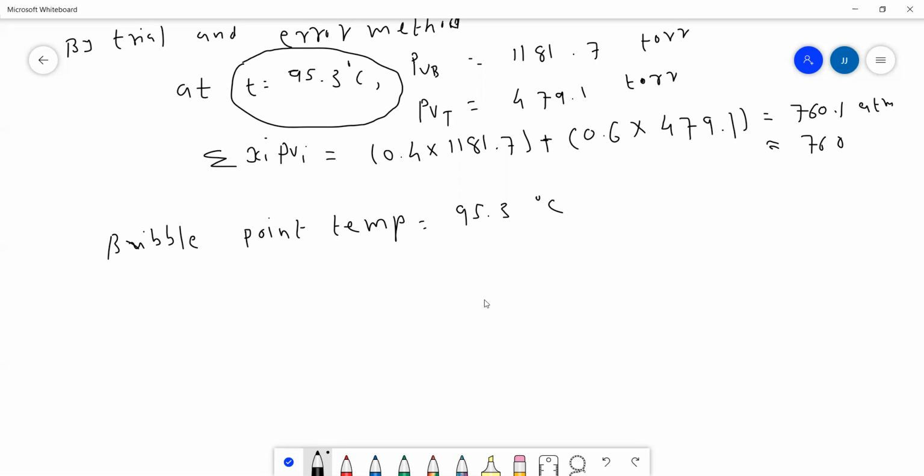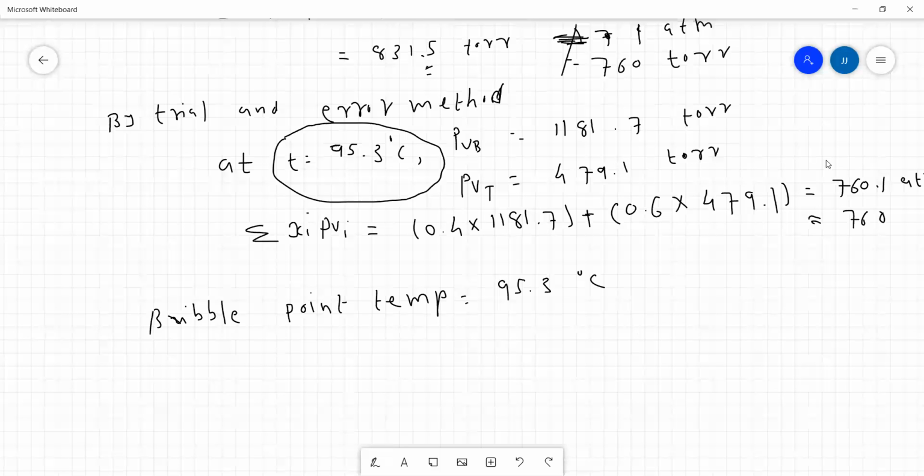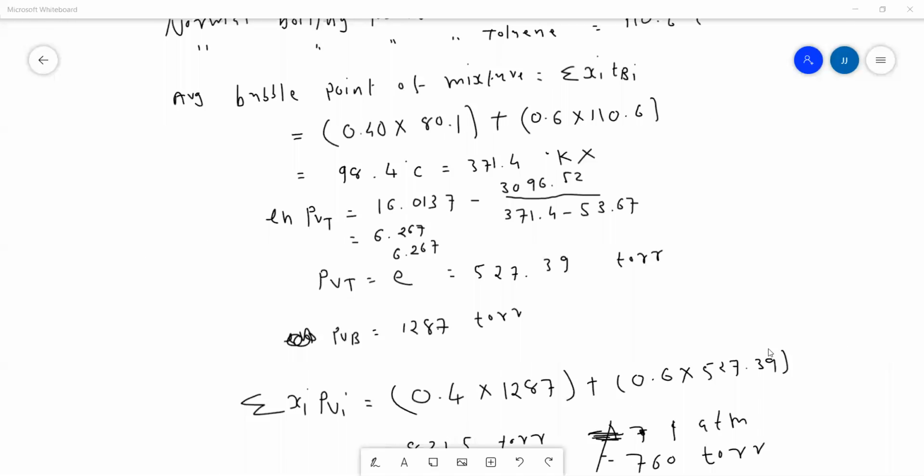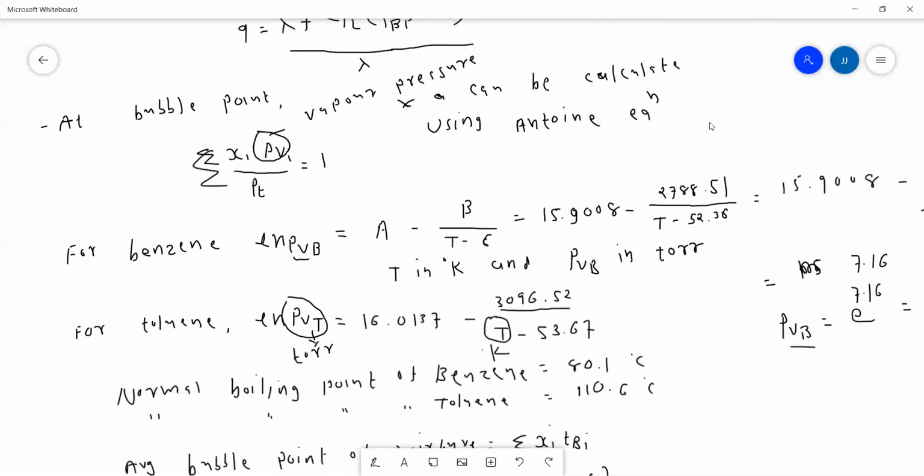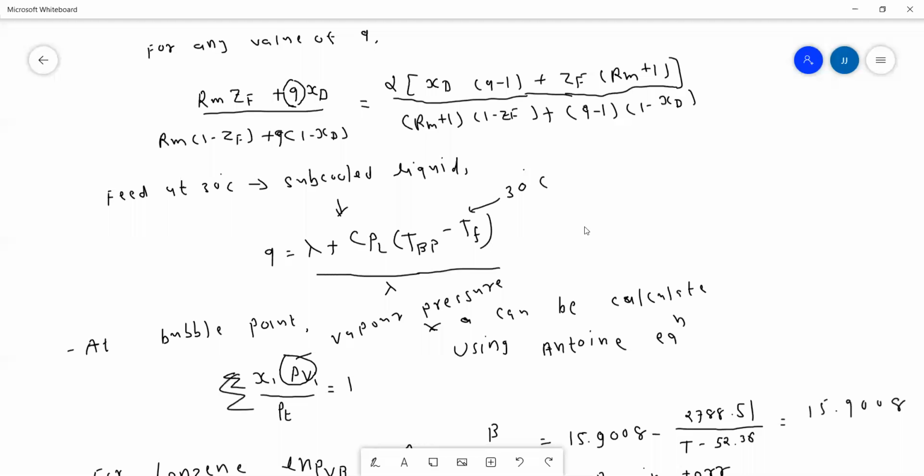All right. So now we have to determine the q. Here q is equal to, so let me write here, this bubble point temperature is equal to 95.3. So we have to determine the lambda here, the latent heat of vaporization of the mixture.